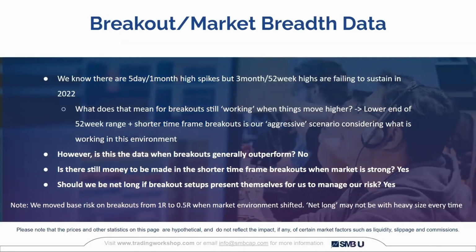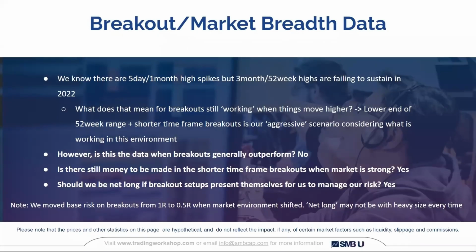So the second point, what does that mean for us as active breakout traders? The lower end of the 52-week range and shorter time frame breakouts is our new most aggressive scenario, considering what is actually working in this environment. If things shift and things start working again and 1 month, 3 month ranges are holding higher, we're going to broaden our time frame again. But this is generally the data when breakouts underperform.